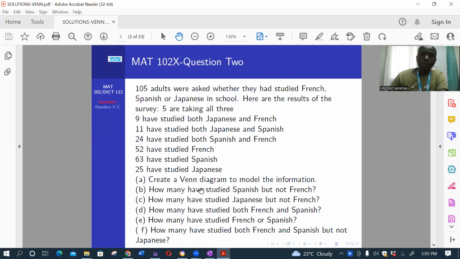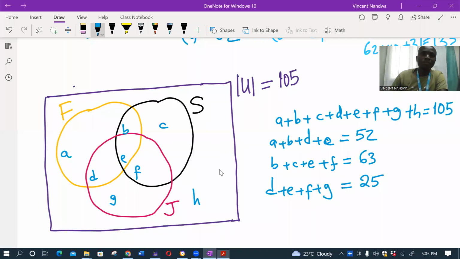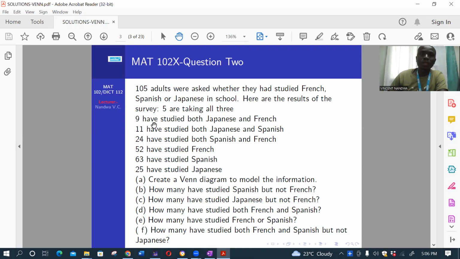Further, we have been told that 5 had taken all the 3 subjects, and then 9 had studied Japanese and French. So where the J and F meet, we'll have to get a total of 9. So J and F meet in D and E. So D plus E, as per the question, I should get 9.